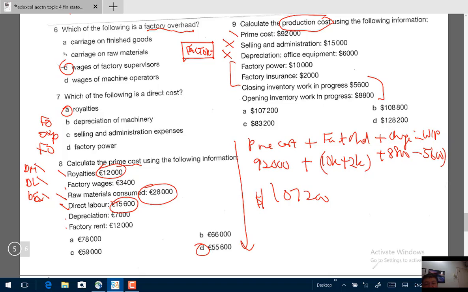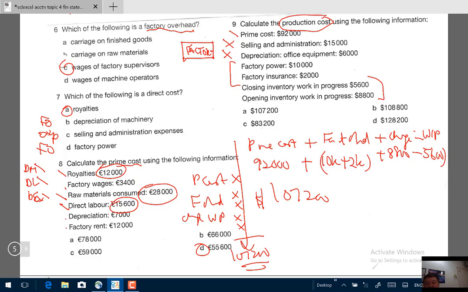You can show it in a long column form. You can show like this: prime cost, factory overhead, change in WIP, opening WIP less the closing WIP, and you still come back to 107,200. Here in the objective question, they don't really ask you about the format. It's just to get the final answer, which in this case is A.